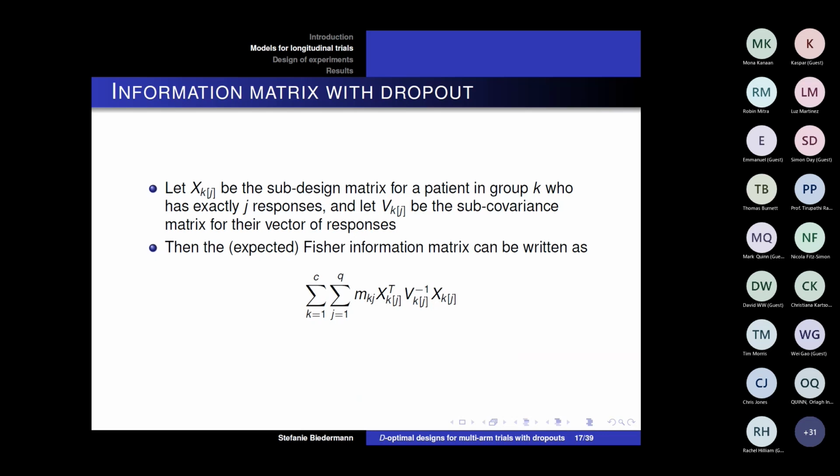And this will help us to find the information matrix with dropout. If we just define a design matrix X_kj and a covariance matrix V_kj for the incomplete vectors of responses for patients who have exactly j responses, then we have a closed form expression for the expected Fisher information matrix here.